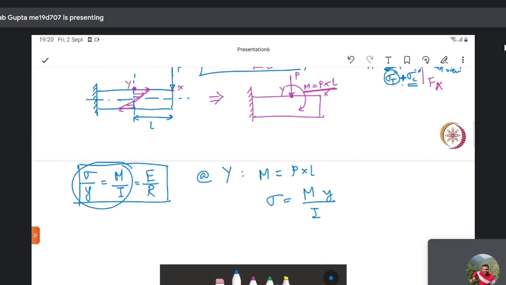So what is y? Y is the distance from the neutral plane where you want to find the stress. In this case, we want to find the maximum value of stress. So if we consider this cross section as this particular value h, then y will be h by 2. You substitute that. So M will be nothing but PL, y is h by 2, and what is I? What is the area moment of inertia for this particular beam, for this particular loading condition?